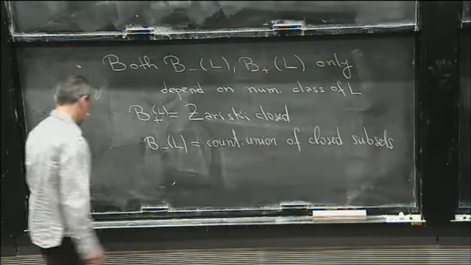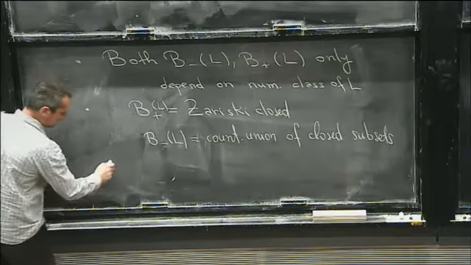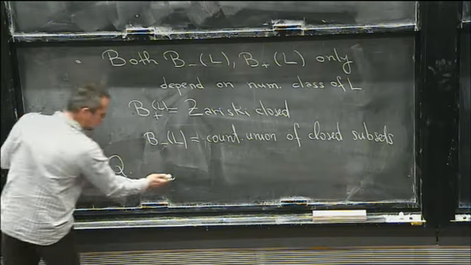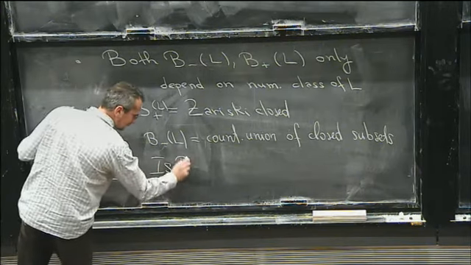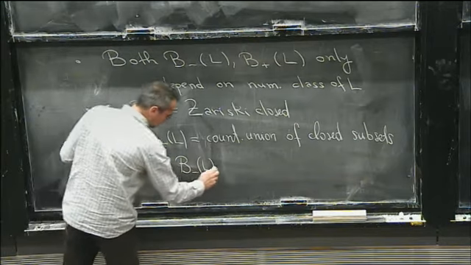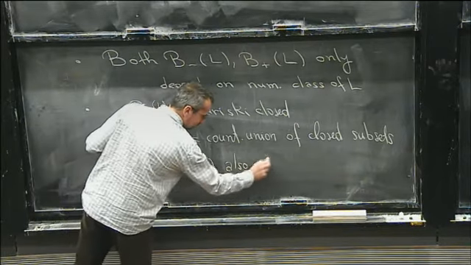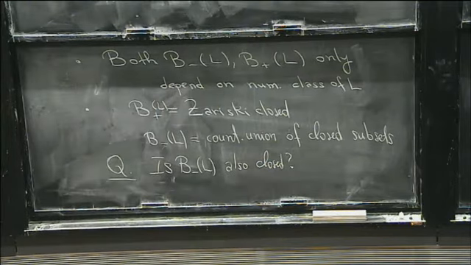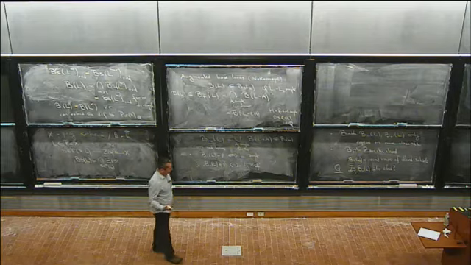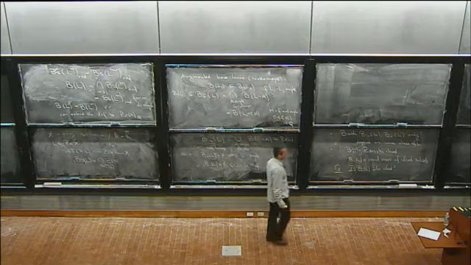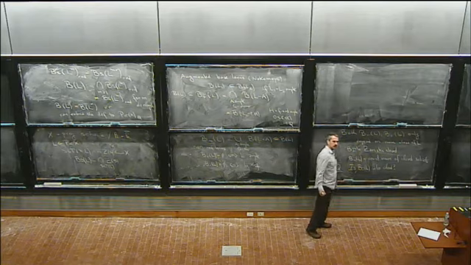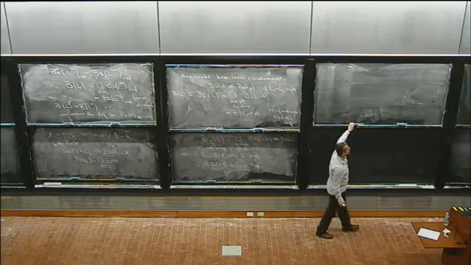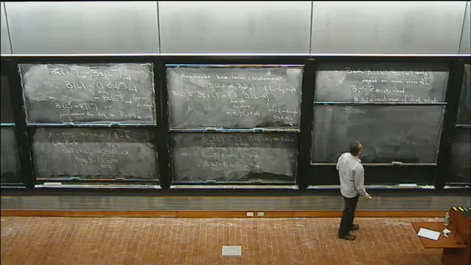And the basic question, which is a bit annoying because one doesn't know the answer, is: is B minus of L also closed? I think the expectation is that in general this will not be true. So there should be line bundles for which you really have a countable union of closed subsets. But on the other hand, one doesn't know too many interesting examples. So it would be nice to have a concrete example where this doesn't hold.